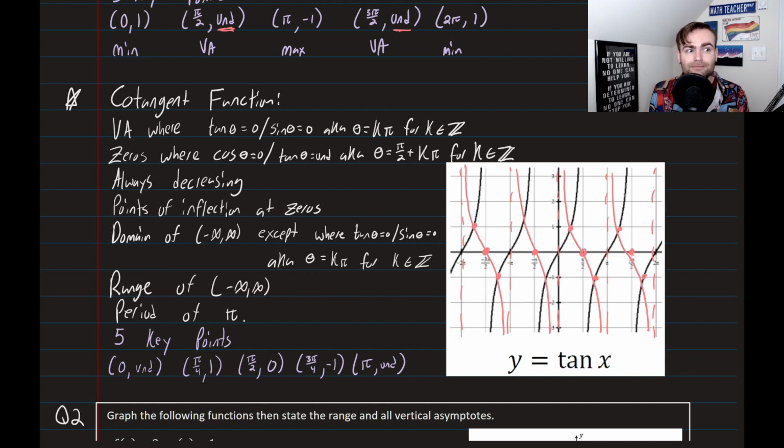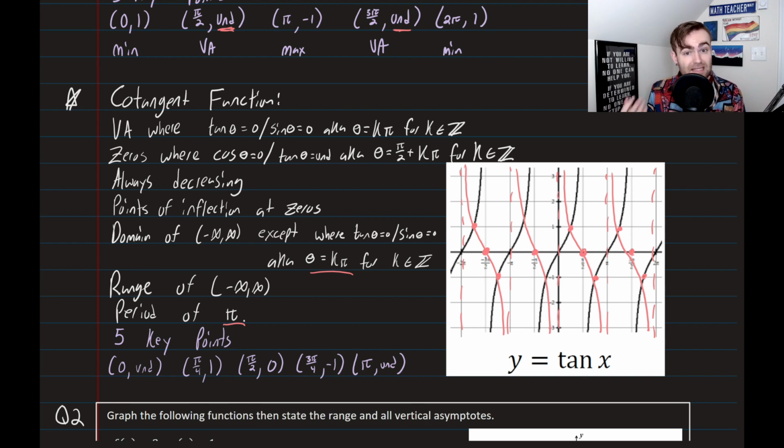Its domain, like the others, is negative infinity to positive infinity, except for when tangent is 0 or essentially sine is 0, which again, for us, is by default whole values of pi. The range, just like the range of tangent, is all real numbers, negative infinity to positive infinity, and its period also mimics tangent with pi. So only tangent and cotangent have the weird periods of pi.